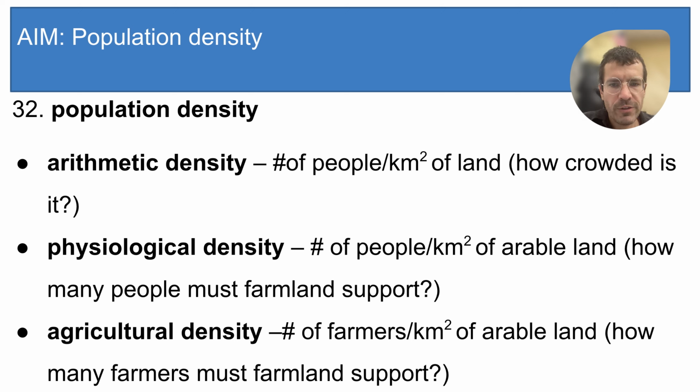All right, you just looked at 3 measurements of density. Take a second to distinguish between these and make sure you understand the difference. It's very easy to confuse them.